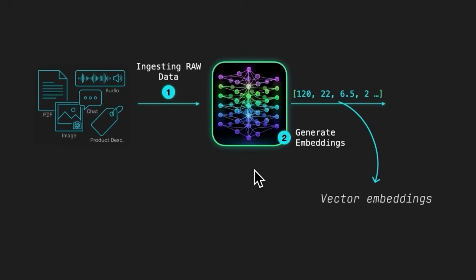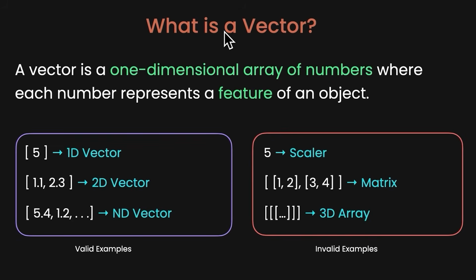Earlier in this course, we understood that embedding models generate vector embeddings. Before explaining vector embeddings, let's first understand what vectors are. When you hear the term vector, what comes to your mind? You might think of your math or physics class, and that's fine. But in the world of machine learning and vector databases, a vector has a very specific and powerful use case.